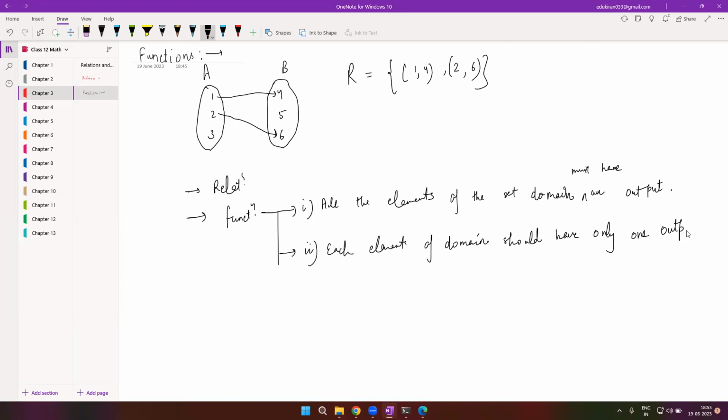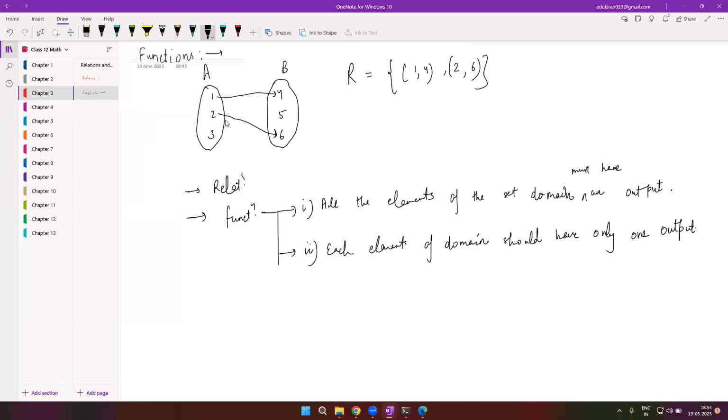So there are two rules. First, there should be no element in the set domain which does not have any output. Every element in the domain must have an output, and it should have only one output. So what are we saying? In the example we have taken, the set A consists of three elements, 1, 2, and 3. One has output 4, 2 has output 6, but 3 does not have any output. So this relation does not satisfy the conditions of a function.